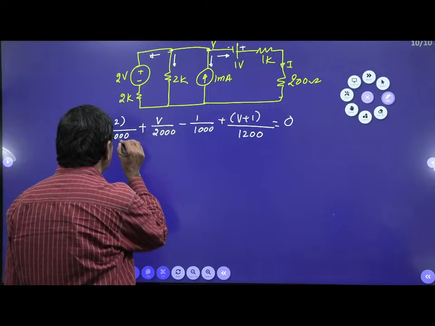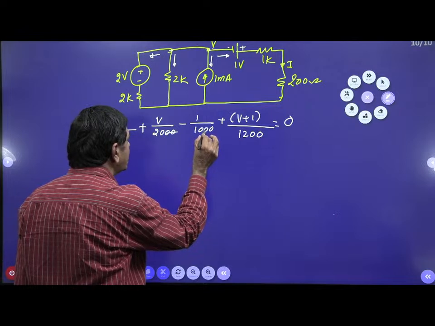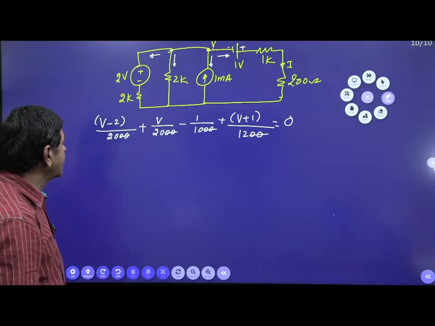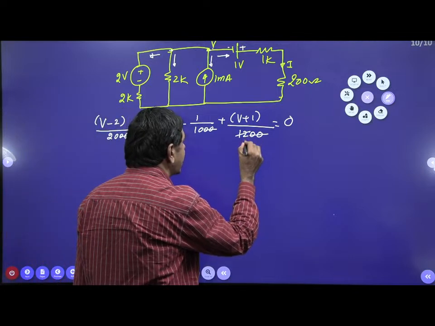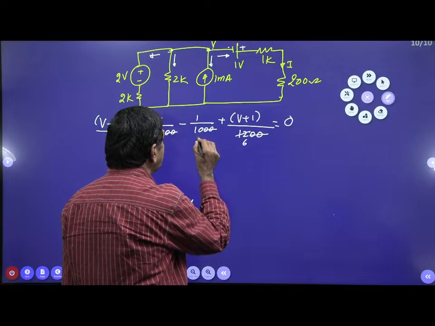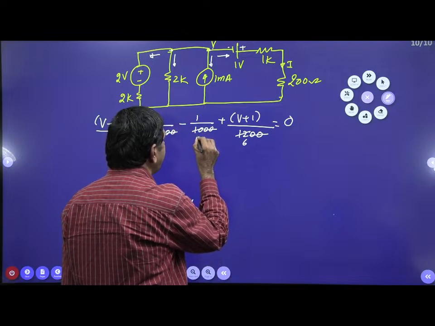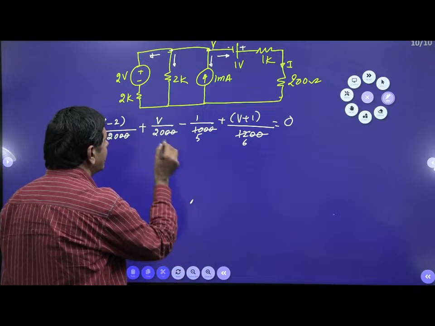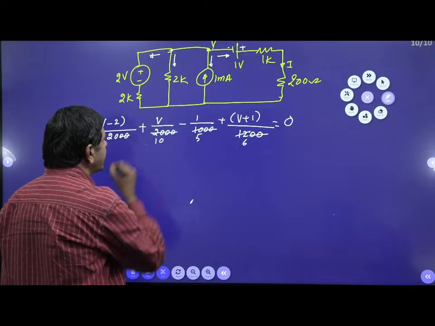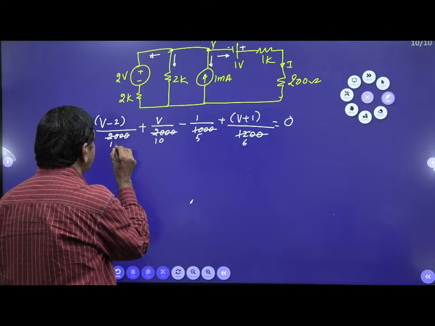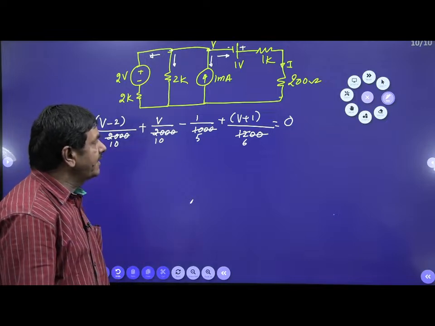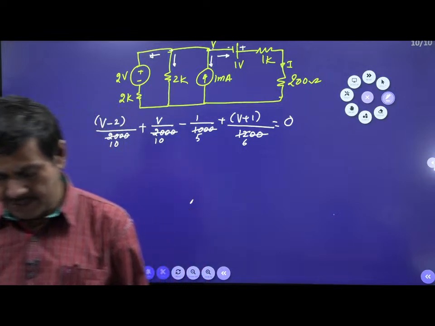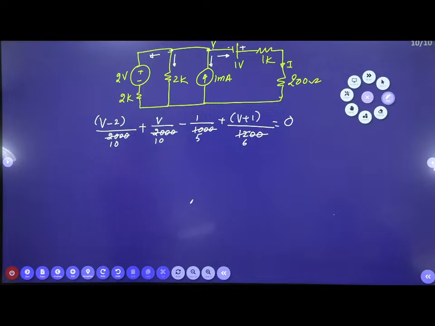Here I can cancel the two zeros in each term directly. And I can cancel 2 six times, 2 five times, and 2 ten times. In such a way I can cancel here. And then take the LCM and find V. What is the V you can get here?